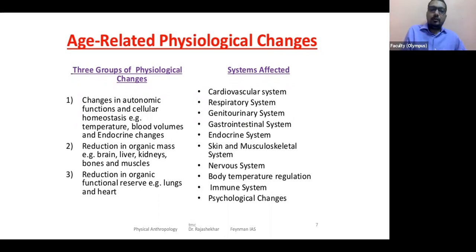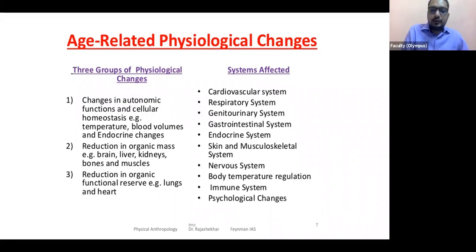Similarly, with aging, what happens? The way we respond, the way we talk, the way we comprehend, all of these are signals of how well the brain is functioning. So those components are affected. Your ability to control the body temperature is affected. That is also a function of the brain. Your immune system, how well do you respond to infections?